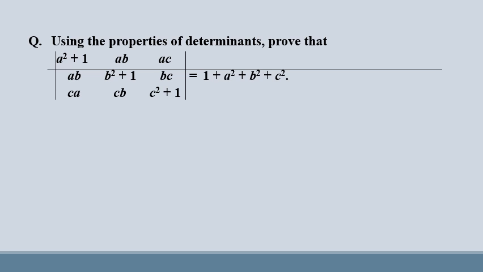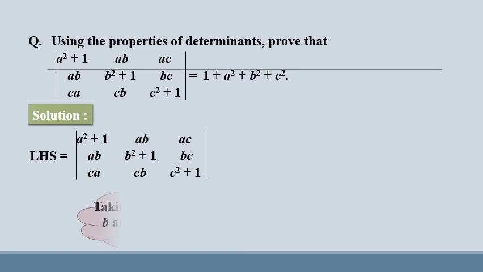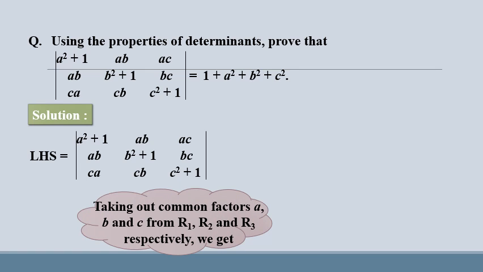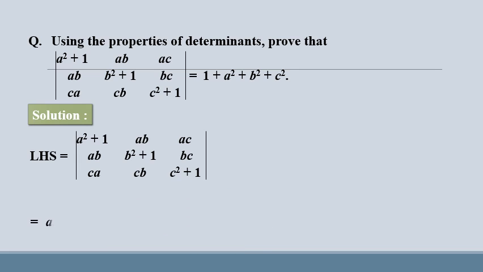Next question, using the properties of determinants, prove that the determinant with rows a square plus 1, ab, ac; ab, b square plus 1, bc; ca, cb and c square plus 1 is equal to 1 plus a square plus b square plus c square. So again we can see that the LHS is not containing the term present in the RHS. So here we take out common factors a, b and c from R1, R2 and R3. So we get a, b, c into a plus 1 by a, b, c.